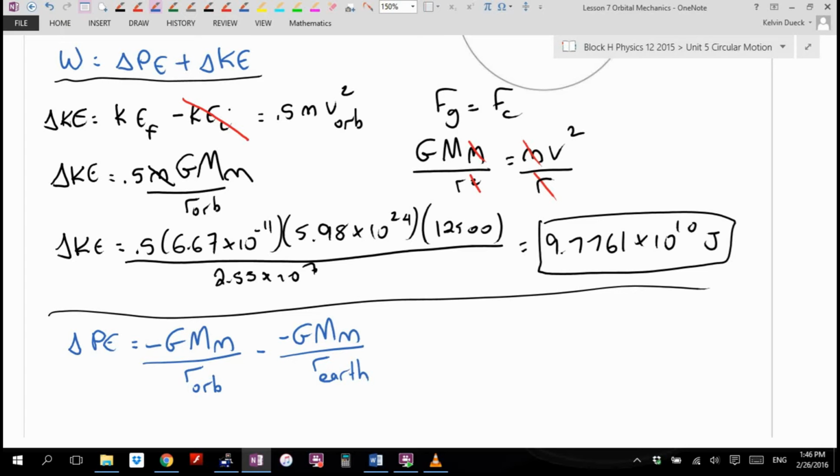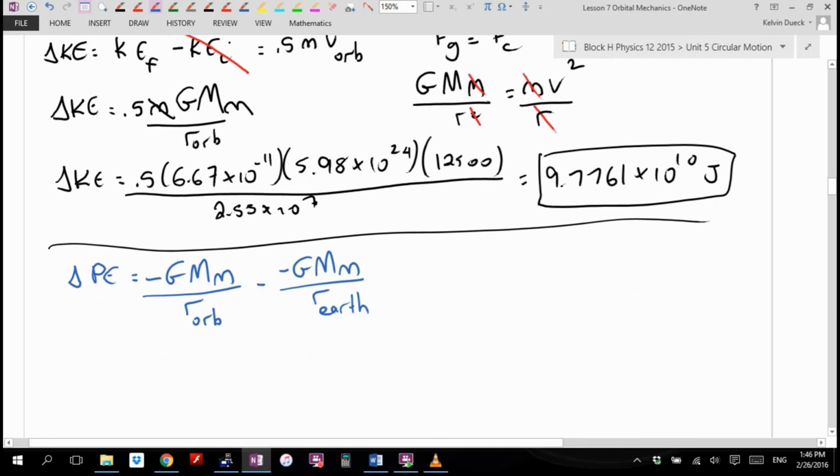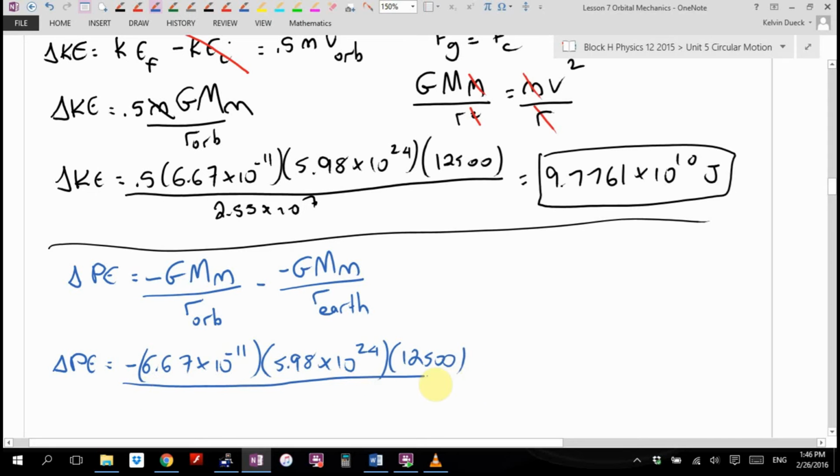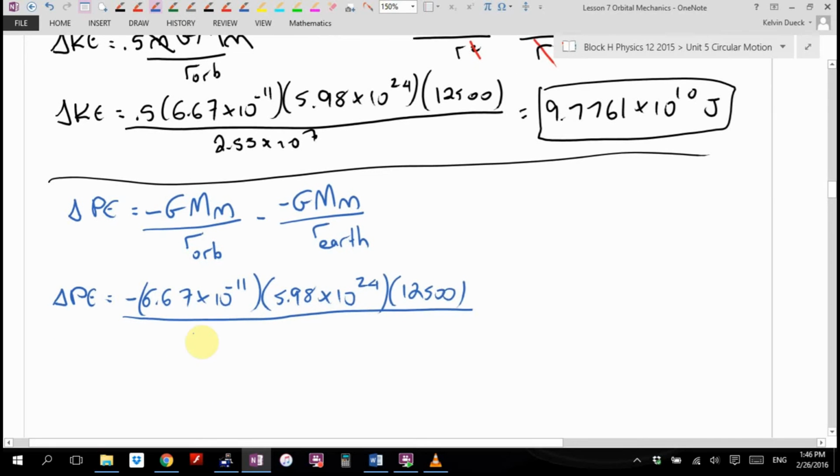Let's plug in numbers. The change in potential is going to be negative 6.67 times 10 to the negative 11, 5.98 times 10 to the 24th, 12,500, all over 2.55 times 10 to the 7th.